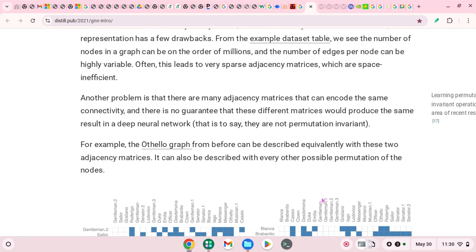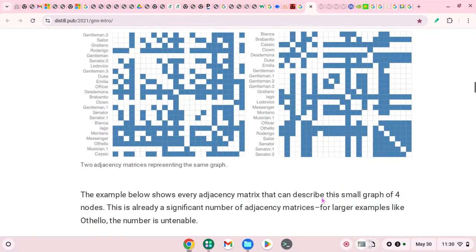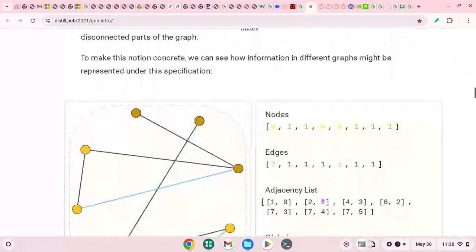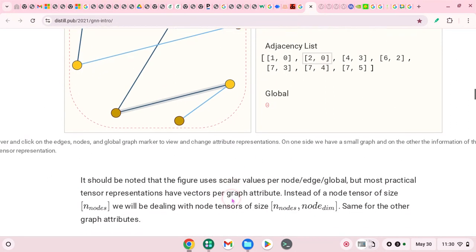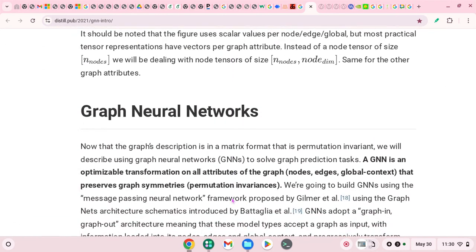The second one is it's not permutation invariant. So what we do for these sparse entries is use a different data structure called an adjacency list, where it encodes the information in a memory and computation efficient way, and it also seems to be permutation invariant. So what is a graph neural network?